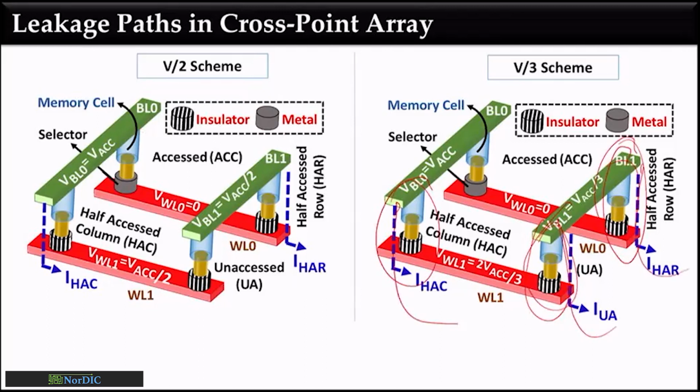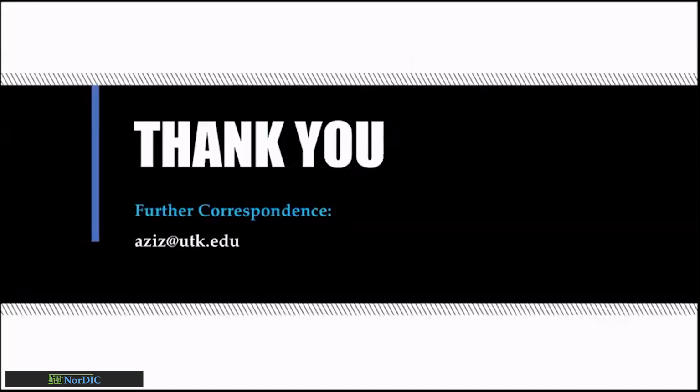There are some design advantages to Vxs over 3, but without going into too much detail, V over 3 scheme will have leakage through all the cells. V over 2 scheme will have leakage through only the half access row and half access column cell, but the unaccessed cells will be safe from leakage. Now, that's the final concept, by the way.